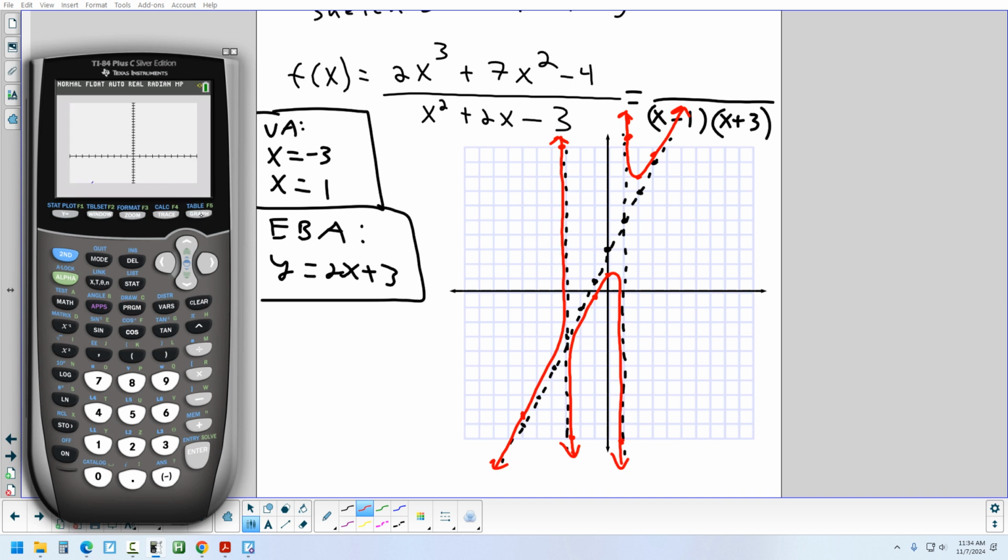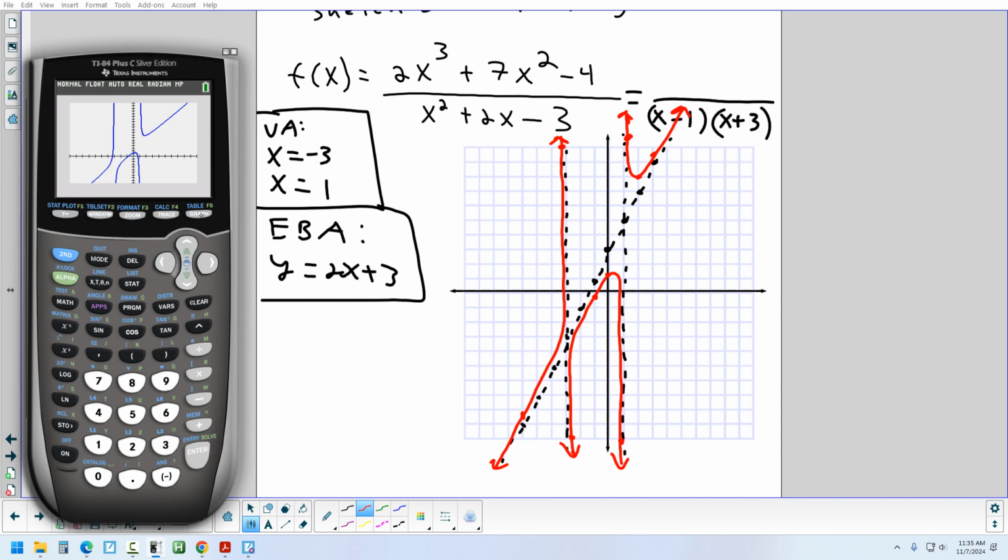Okay, so there's your left section. Looks good. There's the middle, and there's the right section. But I zoomed out so you could see more of it. Any questions on that?